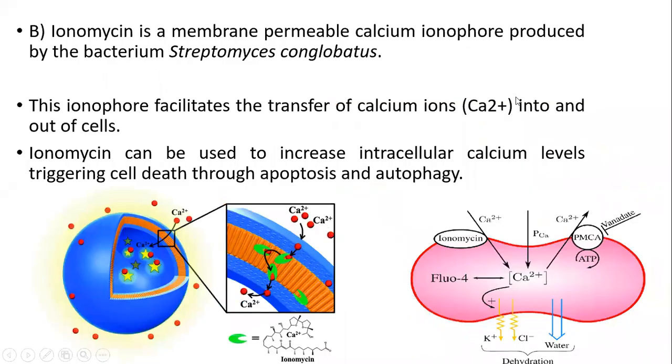Okay, now something else. So that was your calcimycin. Now ionomycin. This is ionomycin. So it's a membrane permeable calcium ionophore which is produced by the bacterium Streptomyces conglobatus. Okay. Now this ionophore facilitates the transfer of calcium ions into and out of the cells. It can be used to increase the intracellular calcium levels, triggering cell death through apoptosis and autophagy.